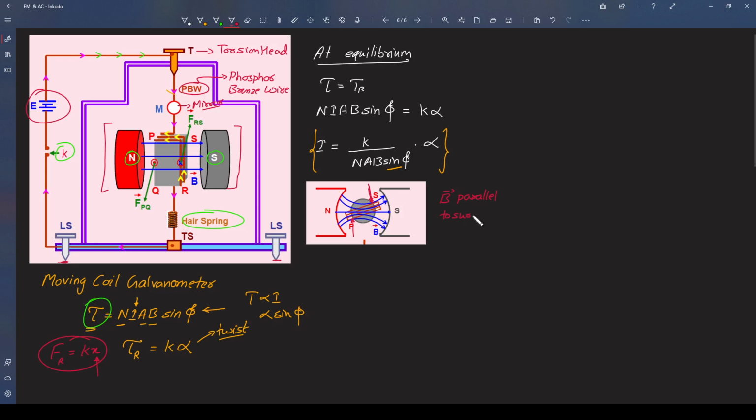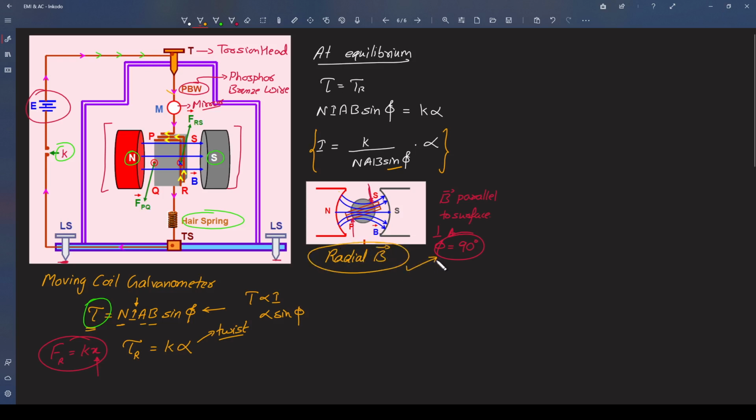So if it is parallel to the surface, that means what? It is perpendicular to the area vector. That means phi is how much? Phi is always 90 degrees. So this type of magnetic field is called a radial magnetic field.